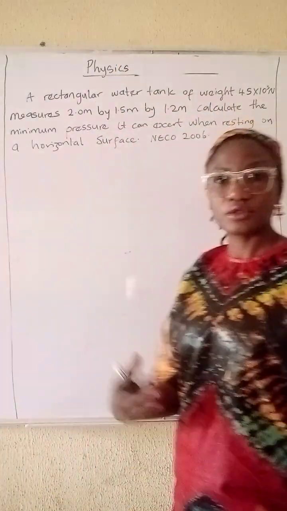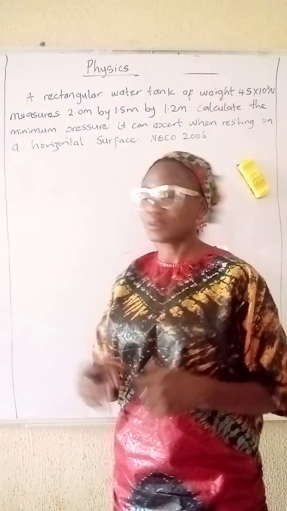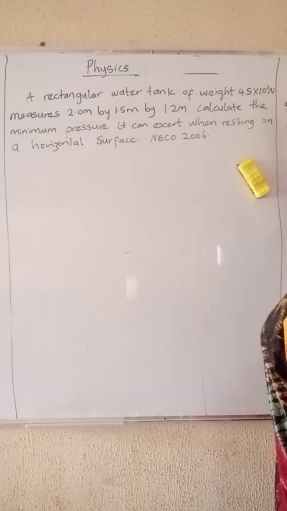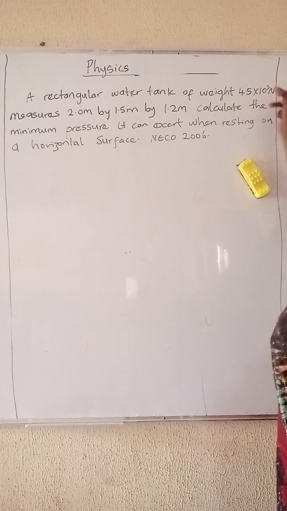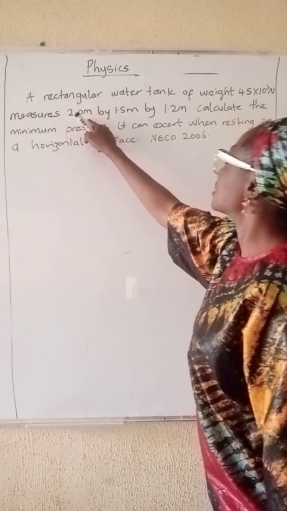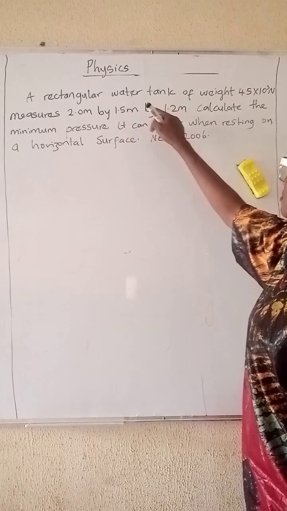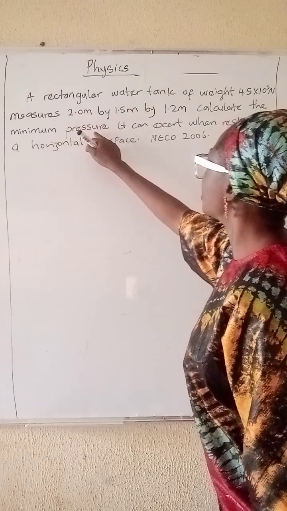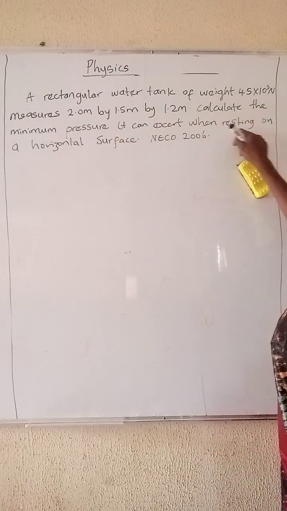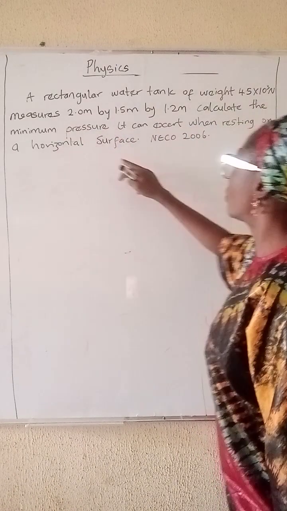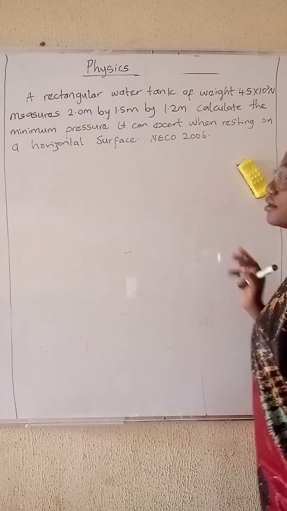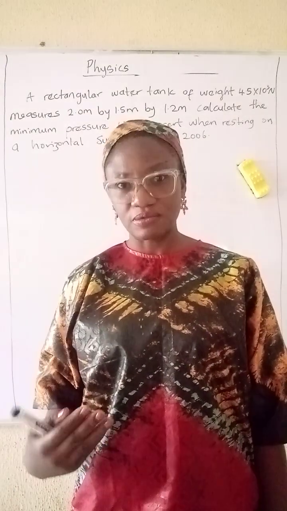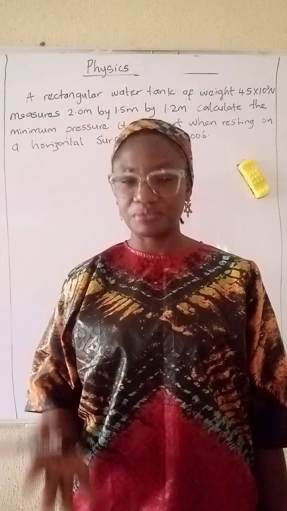So I'll read the question on the board and we'll tackle it together as usual. A rectangular water tank of weight 4.5 times 10 raised to the power 3 Newton measures 2.0 meter by 1.5 meter by 1.2 meter. Calculate the minimum pressure it can exert when resting on a horizontal surface. NECO 2006.